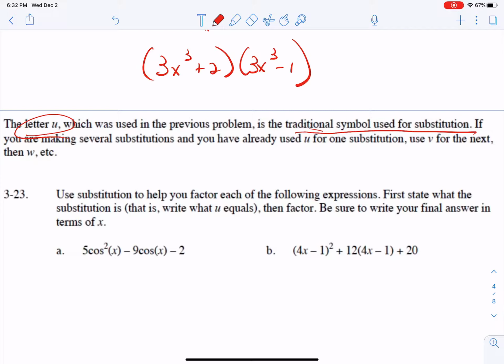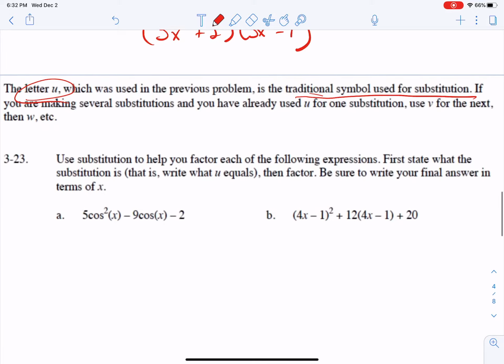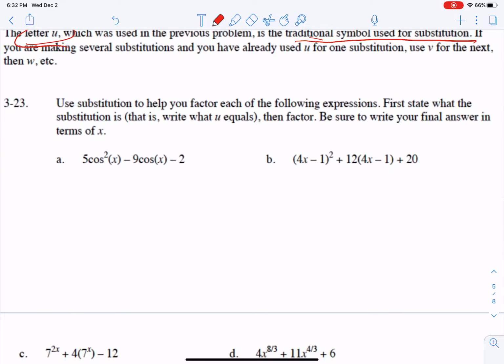So for problem 23, if you're going to use substitution to simplify these, first decide what u should equal. So what makes this problem look complicated? That cosine value. So I'm going to say that u is equal to the cosine of x. So I can rewrite this as 5u squared minus 9u minus 2. Now I've got an easy quadratic to factor. 5u plus 1 times u minus 2.